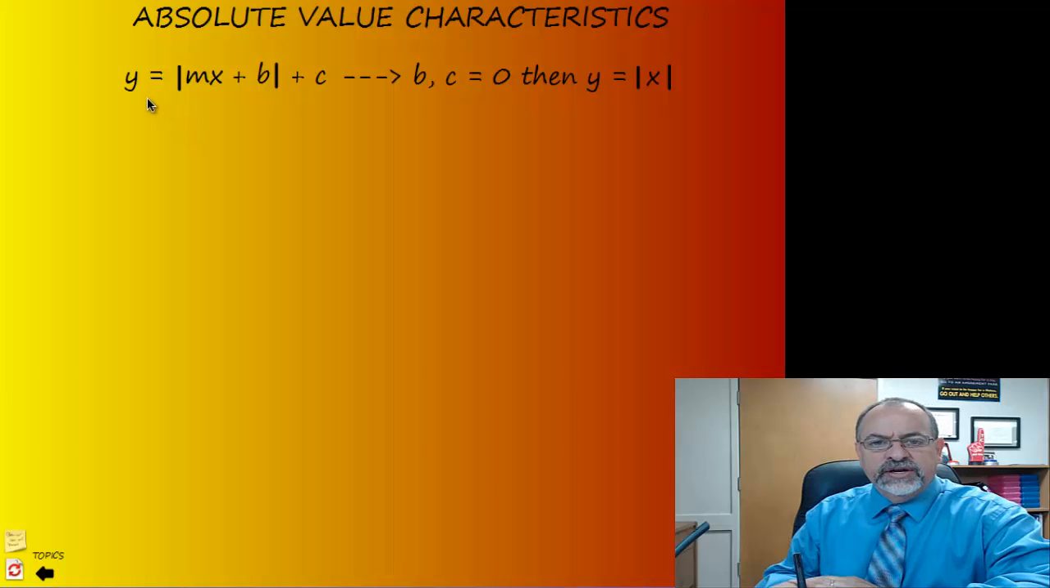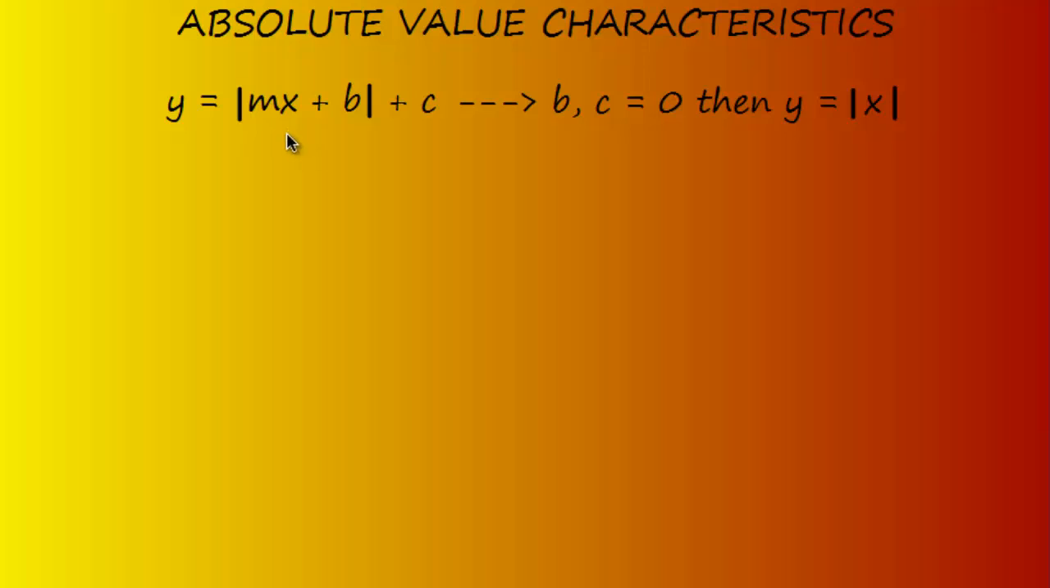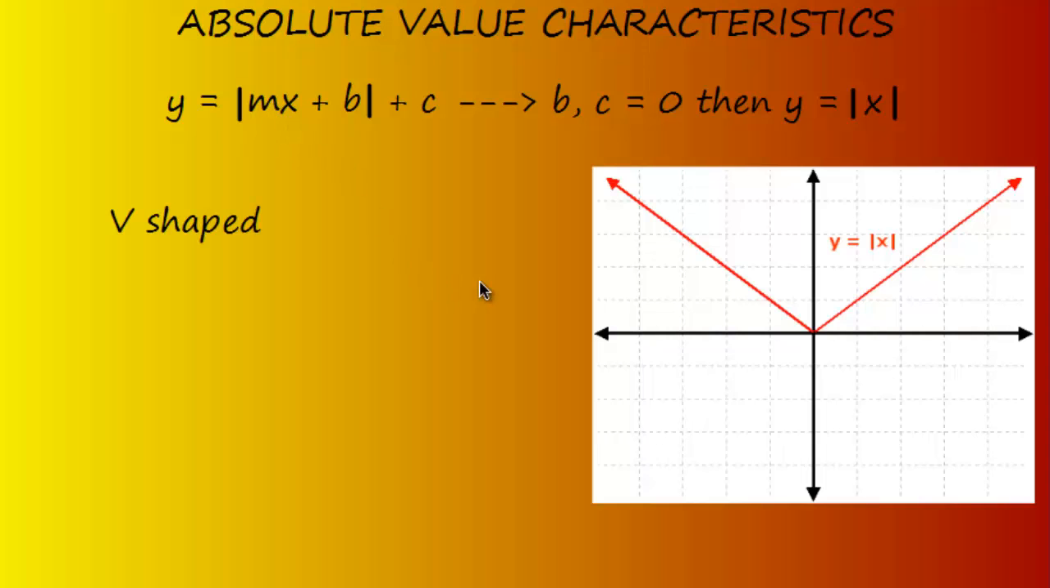So the absolute value function equation looks like this: y equals the absolute value of mx plus b, plus c. Now you notice this looks very much like our linear equation, and we have mx plus b plus c. Now m represents the slope, so that's going to be the slope of the different sides of our absolute value. Well, let me just show you what that is. So m is going to be the slope of these rays.